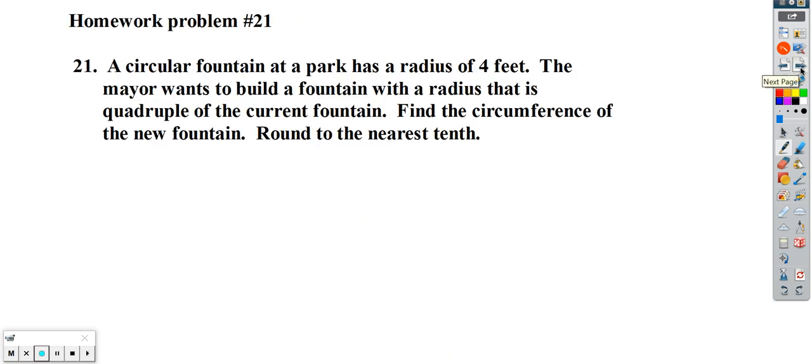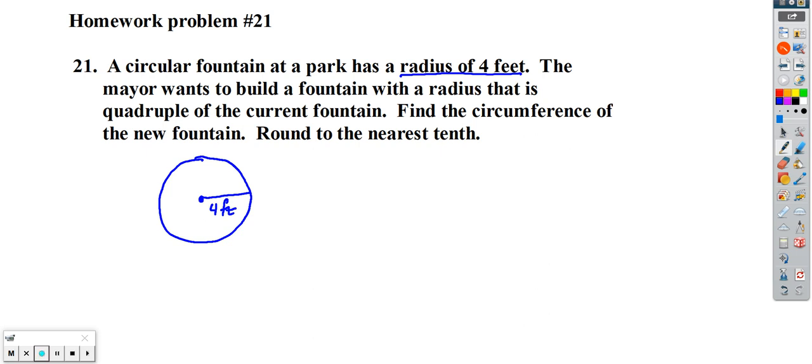Okay, last problem. This is one of your homework problems. It says a circular fountain at a park has a radius of 4 feet. The mayor wants to build a fountain with a radius that is quadruple of the current fountain. Find the circumference of the new fountain, round to the nearest tenth. Well, when I have a word problem, the first thing I want to do is draw a picture to represent what I have. So here's my circular fountain. It has a radius of 4 feet. That's what the mayor has currently.